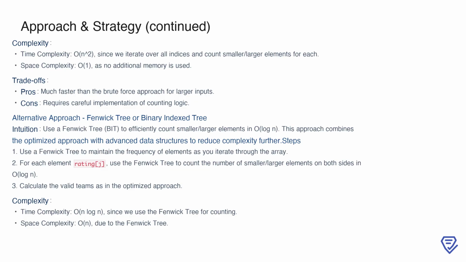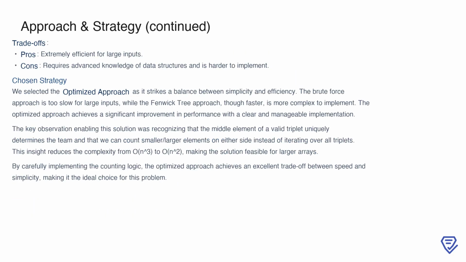The steps include using the Fenwick tree to track the frequency of elements as we iterate through the array. For each element, we query the tree to determine the counts of smaller and larger elements on either side and compute the number of valid teams as before. While this approach is faster, it introduces the additional complexity of implementing and managing a Fenwick tree. The Fenwick tree approach is the most efficient in terms of time complexity, making it ideal for very large inputs.